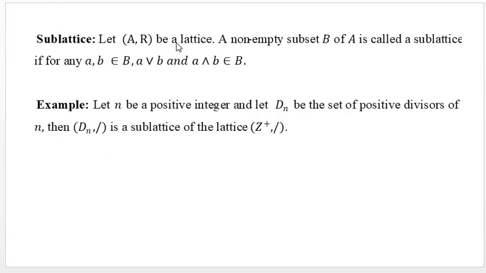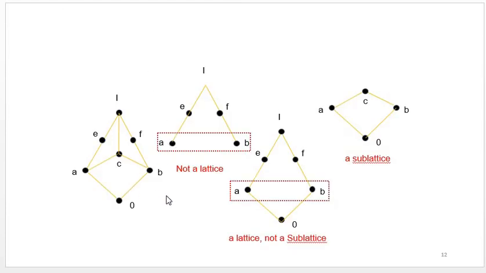Sublattice. Let (A, ≤) be a lattice. A non-empty subset B of A is called a sublattice if for any a, b element of B, a join b and a meet b are elements of B. That is, a plus b and a star b are elements of B. For example, let n be a positive integer and Dn denote the set of positive divisors of n. Then Dn under division is a sublattice of the lattice Z plus under division. These are a few examples of posets.